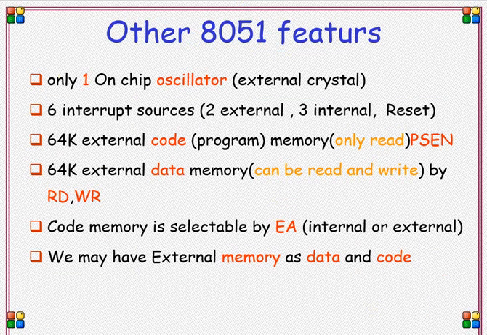Other 8051 features include that it has a single on-chip oscillator, 6 interrupt sources, 64K external code memory which is read only, 64K external data memory which is read and write, code memory selectable by EA, and we may have external memory as data as well as code.